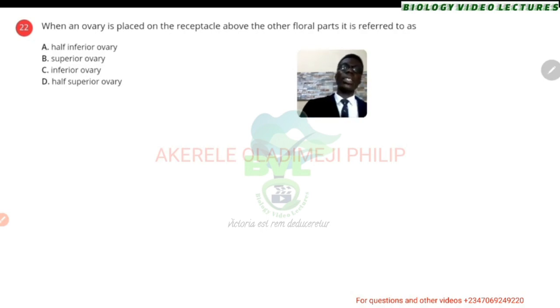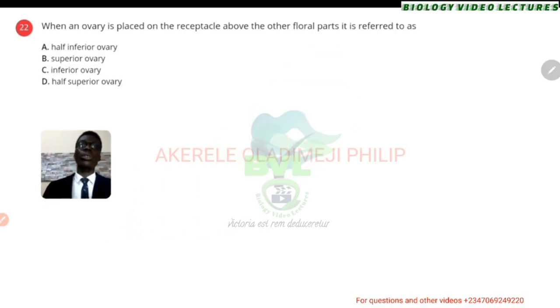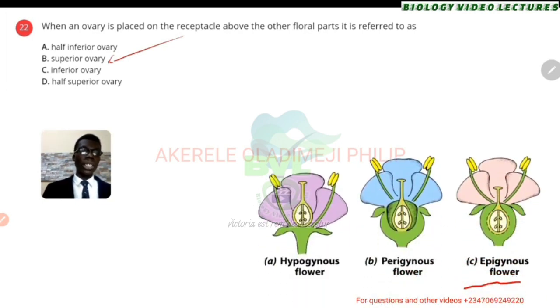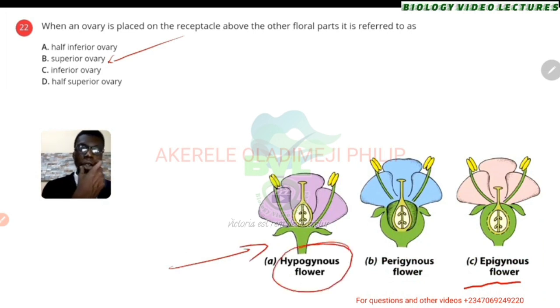When an ovary is placed on the receptacle, above the floral part, it is referred to as what? The ovary is above the receptacle, above other flower parts. That would be a superior ovary. So what kind of flower has that? Let me show you that. This is what the question says. A flower that is hypogynous will have a superior ovary. You can see that the ovary is above the floral part, above the receptacle, as it were.